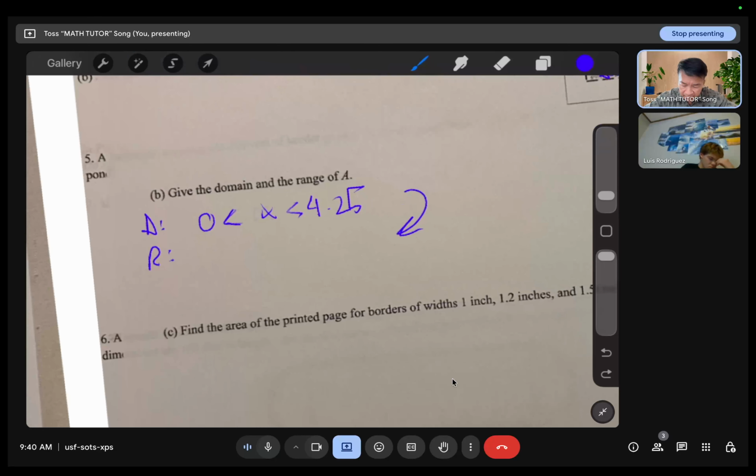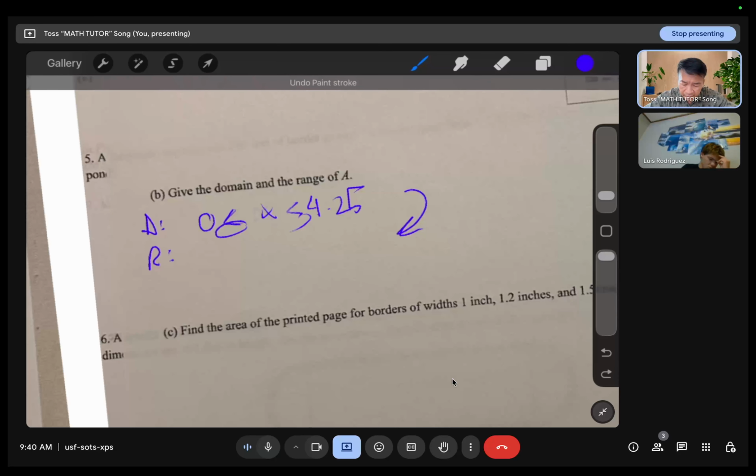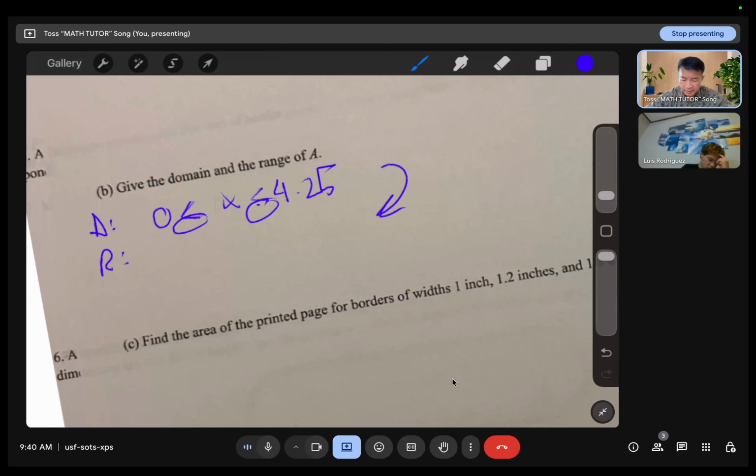Okay, now let's go to the range. Are you following so far, Louis? So this is going to be your question mark here. Ask your teacher, do you want the bar there? Or you don't want the bar. The Alex system includes the bars, which technically, mathematically would be wrong, but it's computerized.